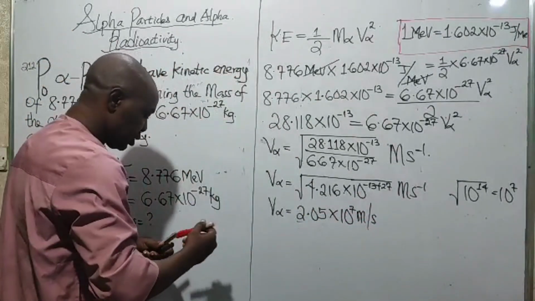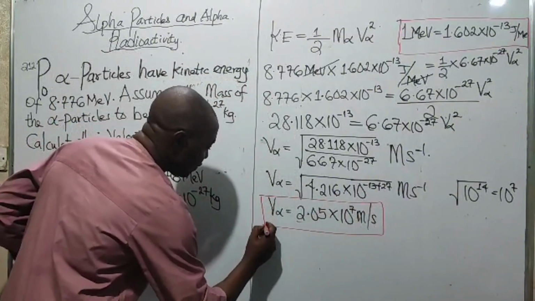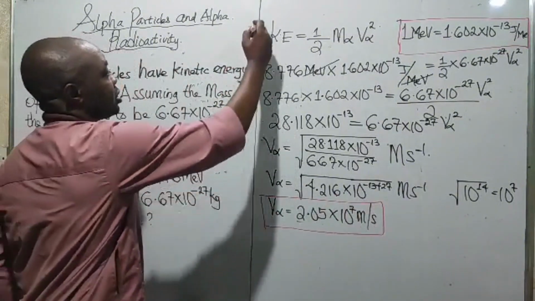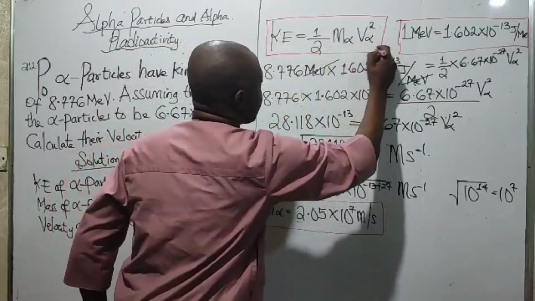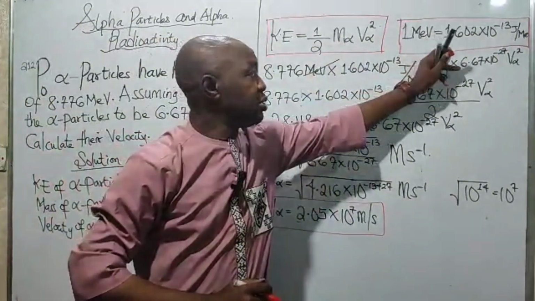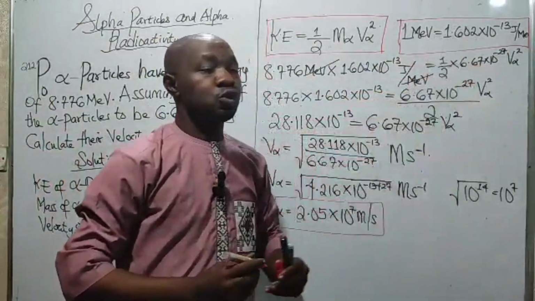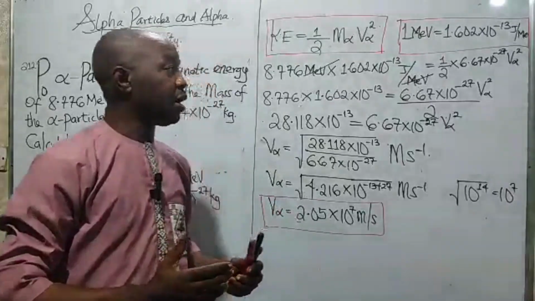And this is the velocity of the alpha particle. Don't forget, we use this formula, the formula for kinetic energy. And don't also forget that 1 mega electron volt is 1.602 times 10 raised to the power of minus 13 joules per mega electron volt.